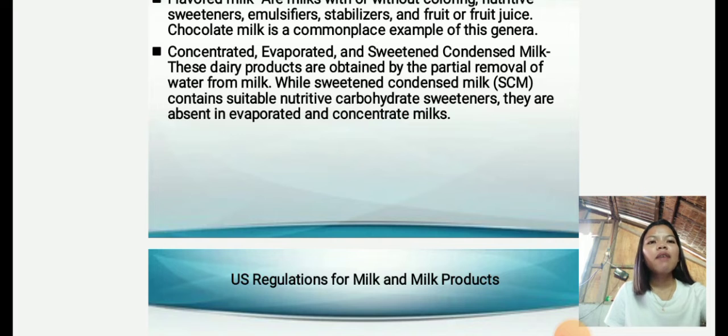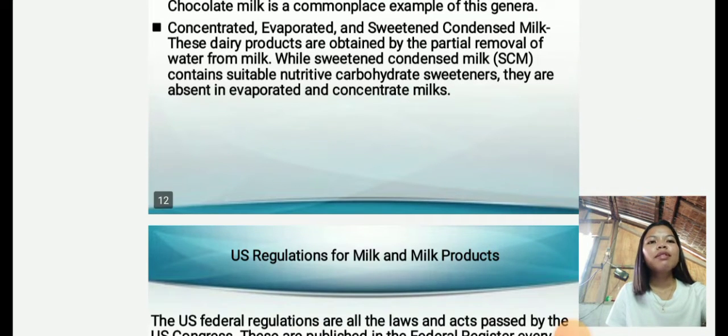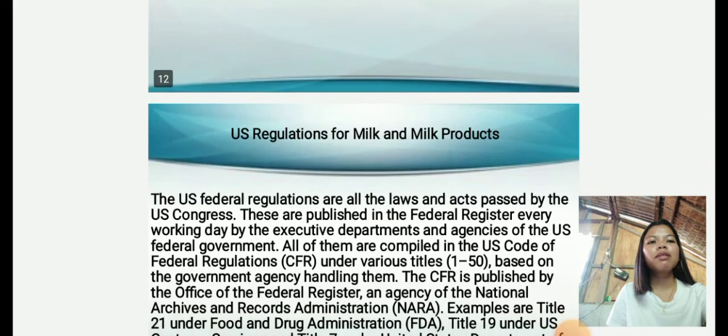Concentrated, evaporated, and sweetened condensed milk. These dairy products are obtained by the partial removal of water from milk, while sweetened condensed milk (SCM) contains suitable nutritive carbohydrate sweeteners. They are absent in evaporated or concentrated milks.